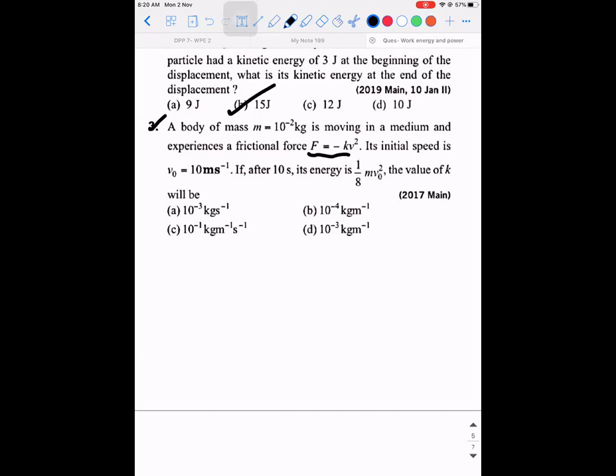What comes to your mind? A force, displacement, and velocity come into the picture. So what can we think of? Work-energy theorem, sir. You can again think of the work-energy theorem.